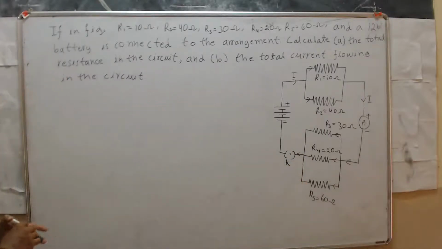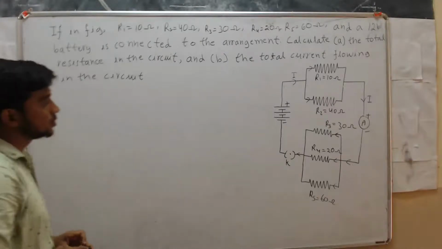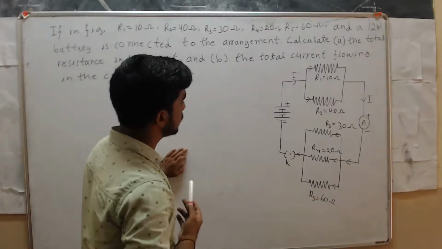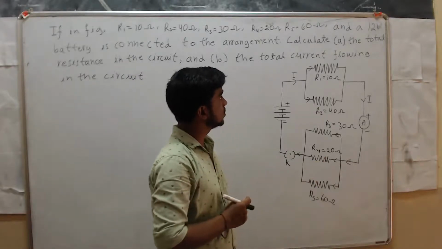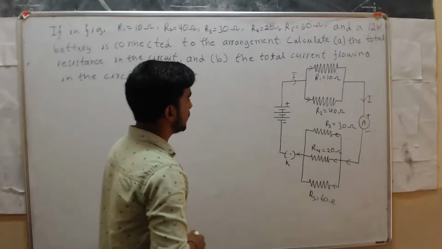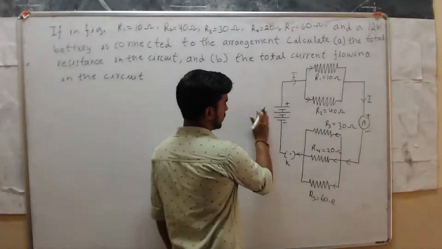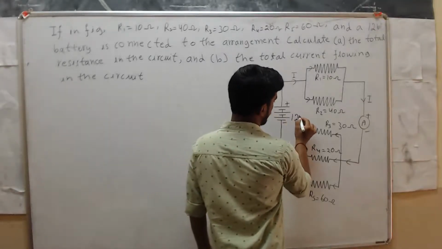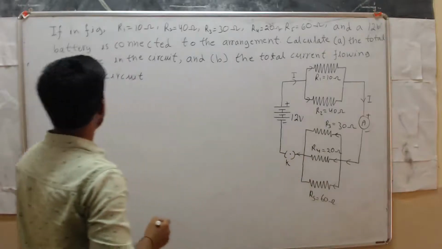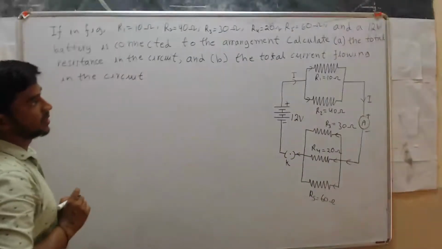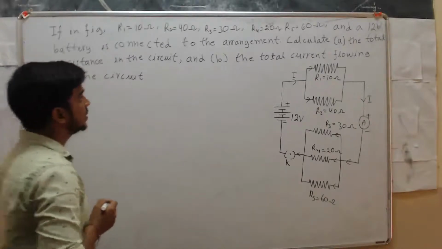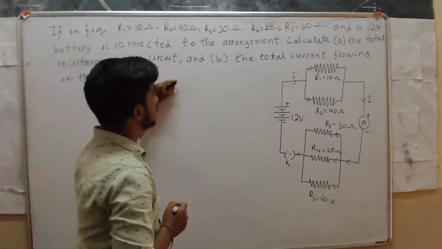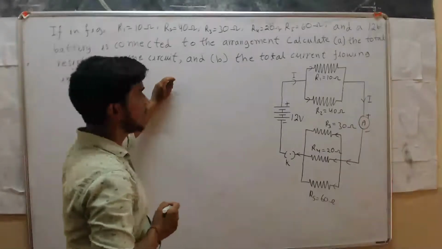Yes. See here, in the figure R1 equals 10 ohm, R2 equals 40 ohm, R3 equals 30 ohm, R4 equals 20 ohm, and R5 equals 60 ohm, and a 12-volt battery is connected to the arrangement. Calculate the total resistance in the circuit and the total current flowing in the circuit.